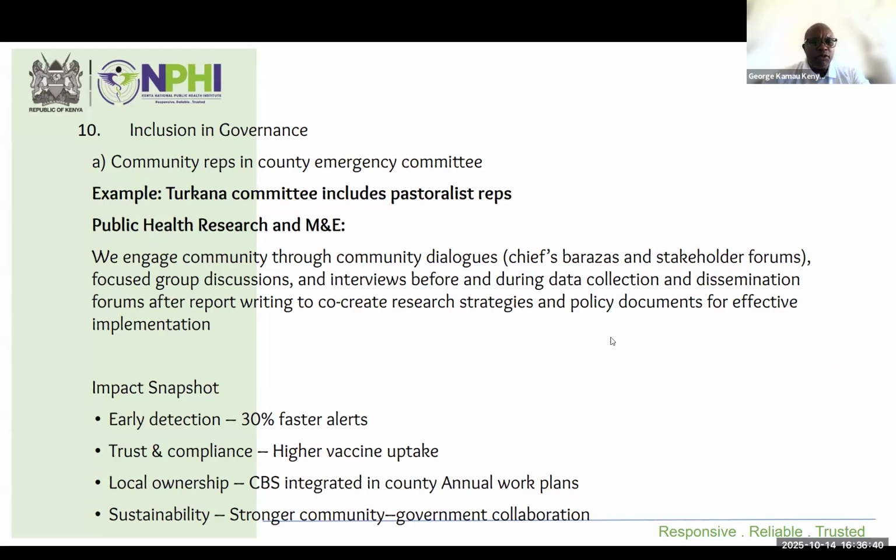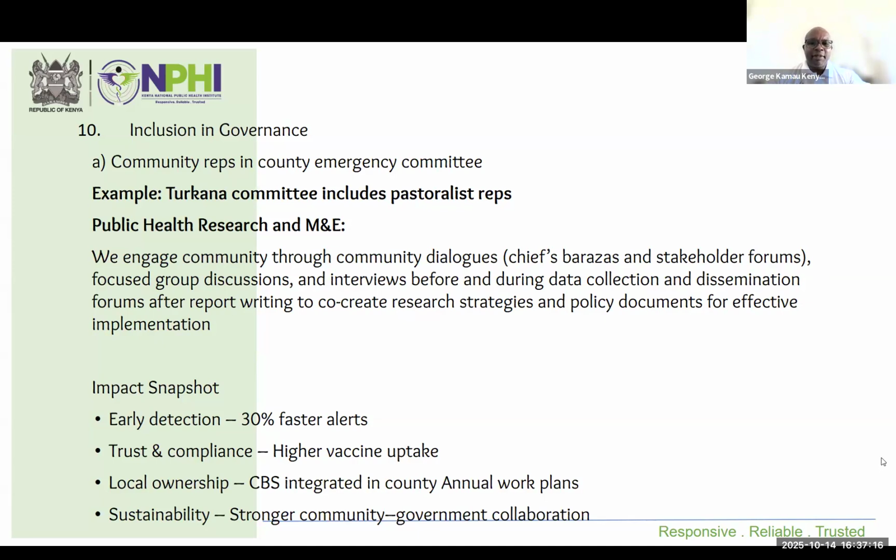So in a snapshot, what we've gathered from the community is that we are able to have 30% faster alerts when we engage the community, because primarily they're the first responders on the ground when these events occur. Then there's trust and compliance, which was indicated by higher vaccine intake. The other day we had mpox vaccination, and we were also able to pass our targets because of the involvement of the community. Then we have local ownership, where community-based surveillance is integrated in the counties. They are now able to plan and integrate it in the county annual work plans.